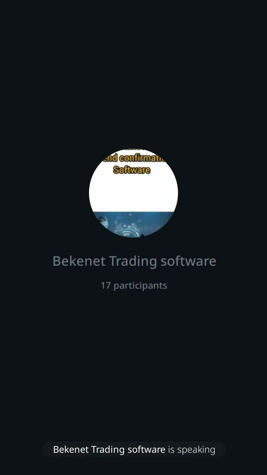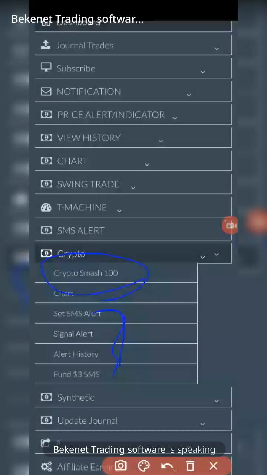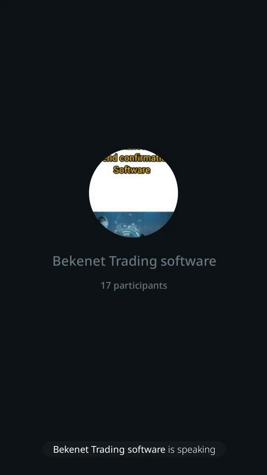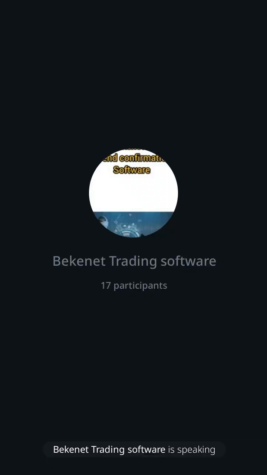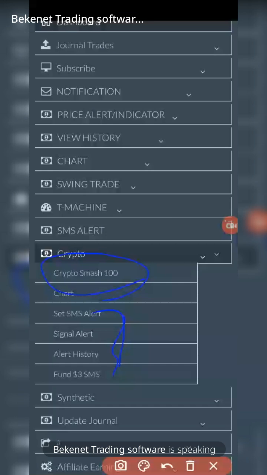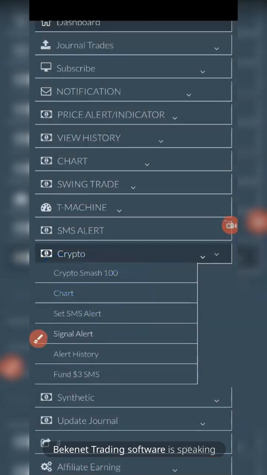So instead of you going into the app to wait for the setup to confirm, you can program the app to notify you by sending you an SMS or device notification. But if you don't want to pay, you don't want MTN to chop your money at all, you can hustle directly from here. So that is what we want to do now.